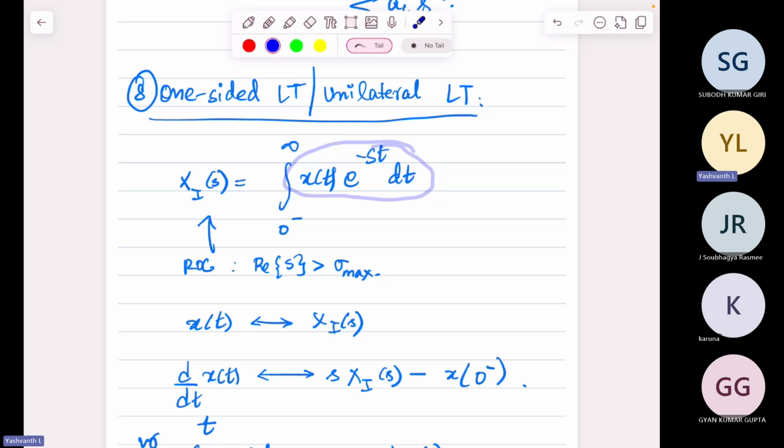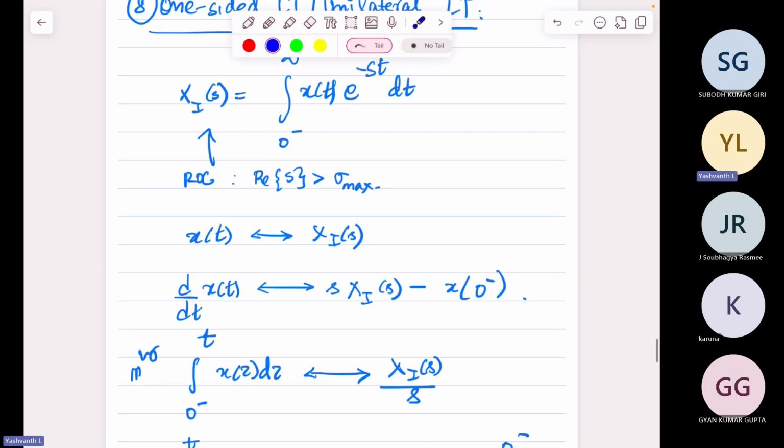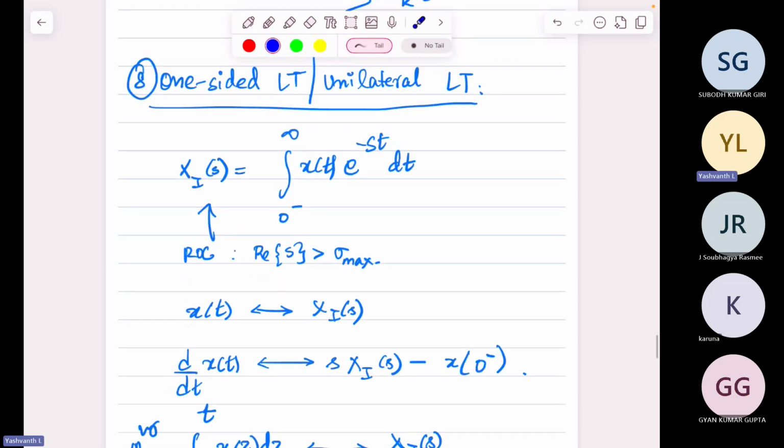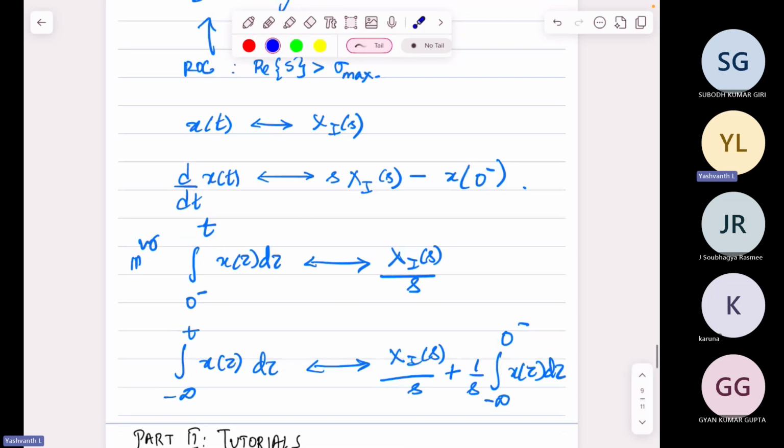For a unilateral Laplace transform, the definition is from 0 to infinity. Recall for a regular Laplace transform, the definition goes as integral from minus infinity to plus infinity, x of t e power minus st dt. But now it is not from minus infinity to plus infinity, it's only from 0 to infinity.